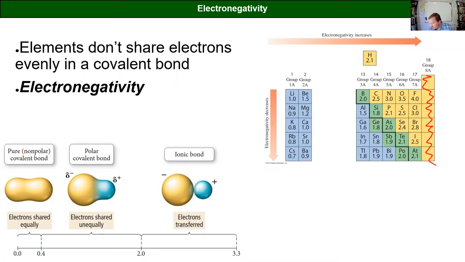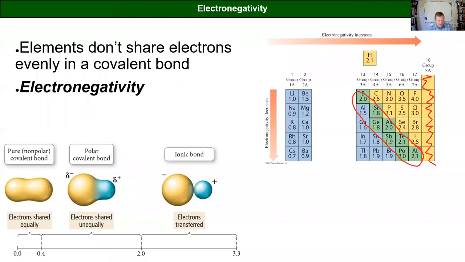And that's just like with the ionization energy, that's sort of why we had this stair step division between metals and nonmetals. The closer you get to the top right, the less likely they are to give away an electron and the more likely they are to hoard an electron.